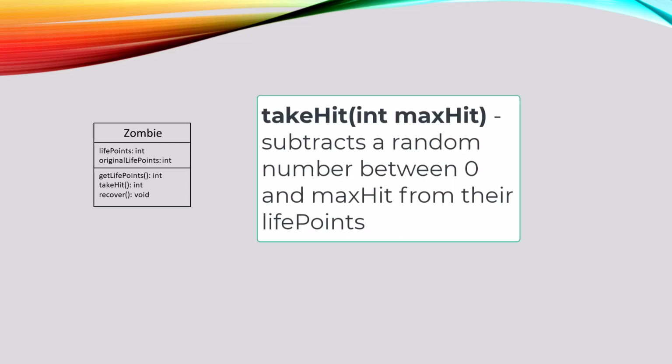For take hit, the parameter is the maximum hit they could take, but there's a random effect. The damage they actually take is anywhere from 0 to that max hit value. We did random numbers in stage 2. Feel free to review if you need to.